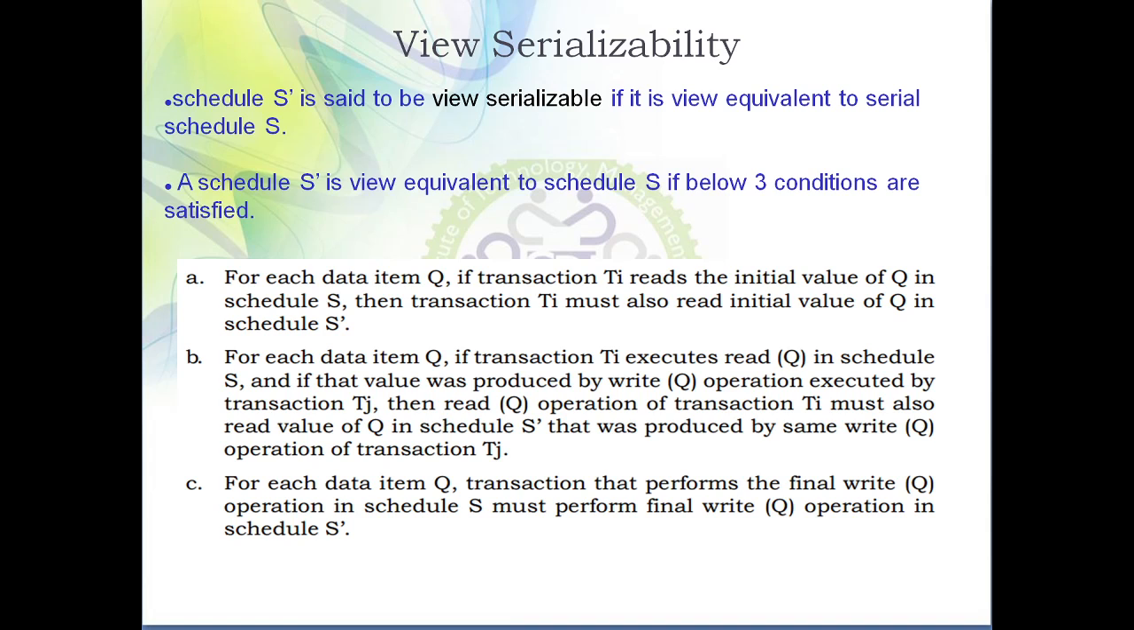Okay, so conflict serializable schedule and view serializable schedule. Schedule S dash is said to be view serializable if it is view equivalent to serial schedule S, and schedule S dash is view equivalent to schedule S if these 3 conditions are satisfied. I am not directly going to discuss these 3 conditions. First of all, I'll just take an example, then we'll discuss these conditions so that you will understand very easily.